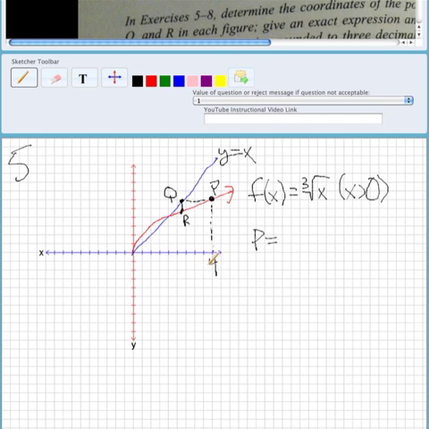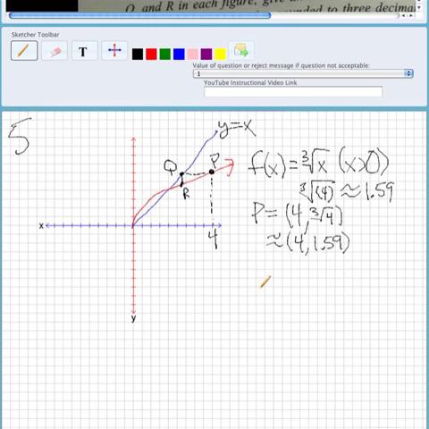So for P, the x coordinate is going to be 4 because that's given to us. And the y coordinate is going to be found by plugging 4 into our function. So our exact is the cubed root of 4. And then if we approximate this cubed root of 4, it's just going to be 1.59. So the approximation of the coordinates of P is 4 and 1.59.